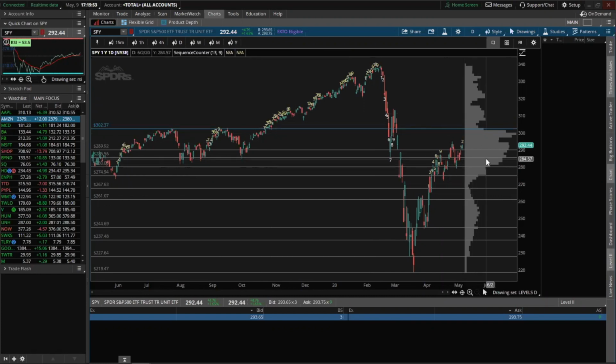So yeah, use volume profile on bigger time frames. If you're a swing trader, monthly and weekly, then go to daily.